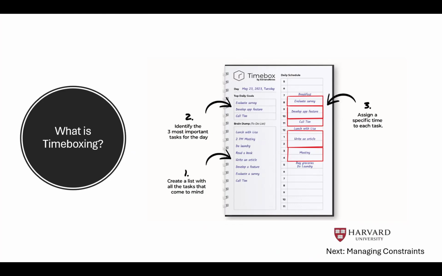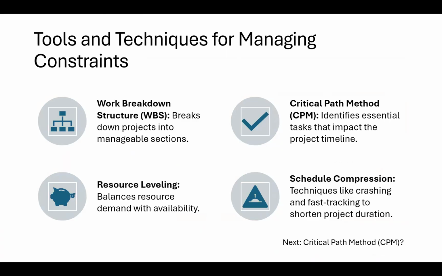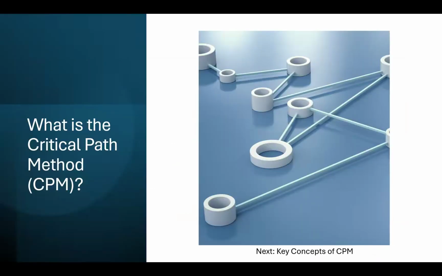Managing constraints. Tools and techniques for managing constraints. We've talked a little bit about the work breakdown structure, resource leveling, critical path method, and schedule compression. I want to touch on a couple of these. So let's go to critical path method. What is it?